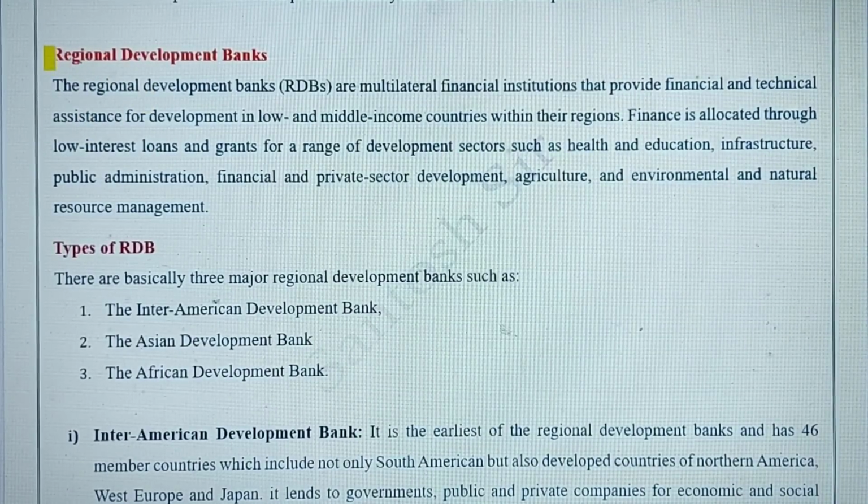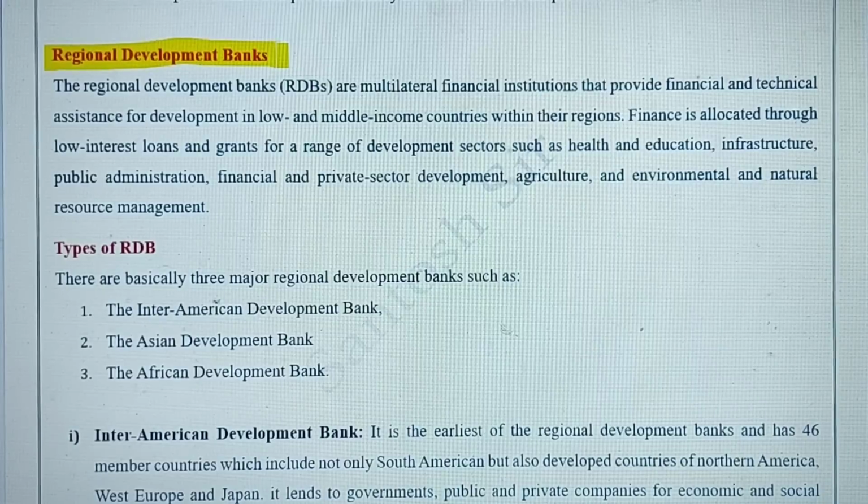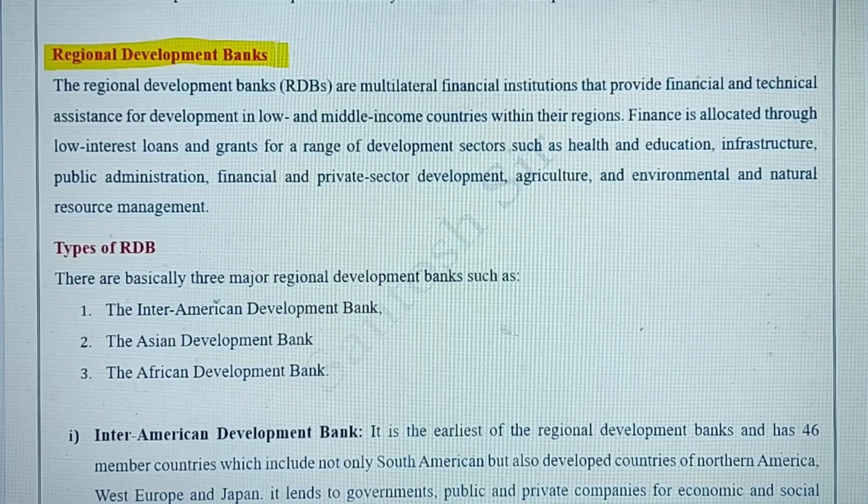Again, one more topic is RDB, regional development banks. This is also common in IBO 02 and 1.